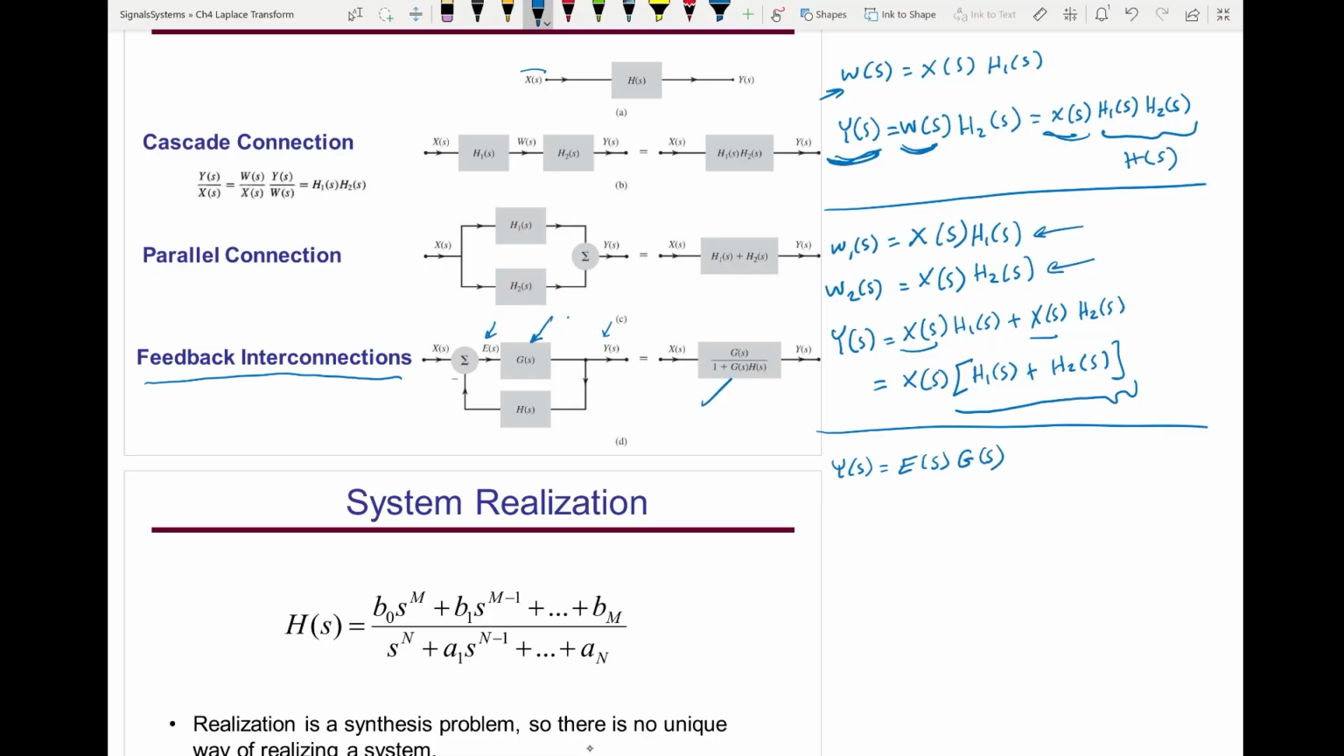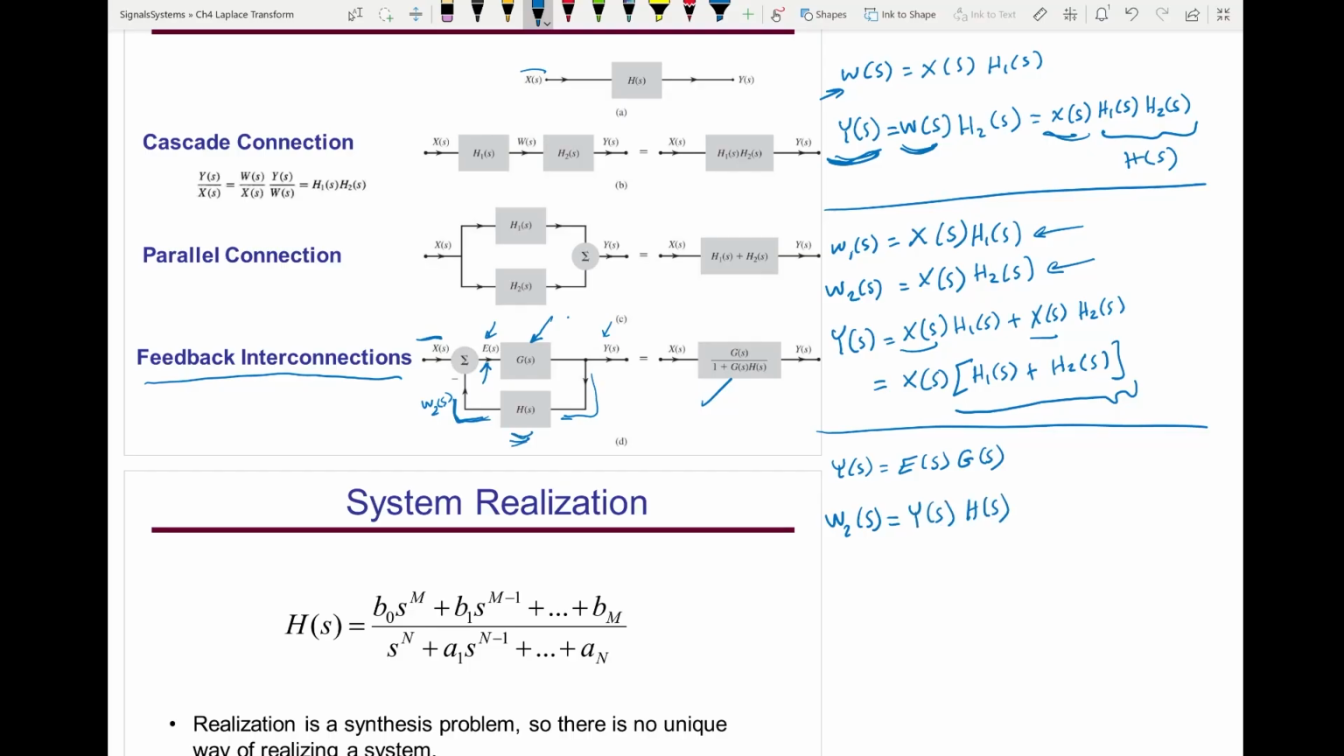Now let's describe this signal E of s. What does it equal? Well, it's equal to x of s, this signal, and the signal in this branch. And the signal in this branch, let's call it w2 of s, and let's find first w2 of s. So w2 of s is the output of this subsystem, and the input is y of s. So then I can say w2 of s equals the input, which is y of s, times h of s.